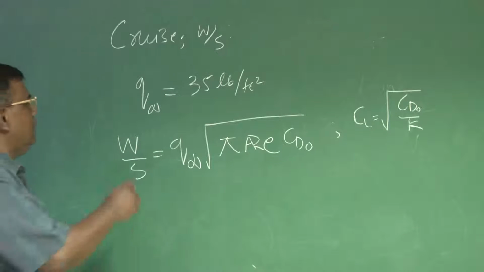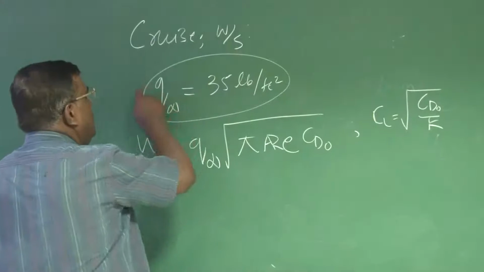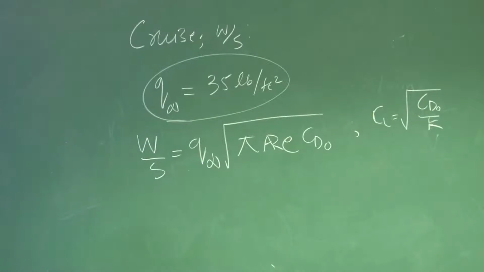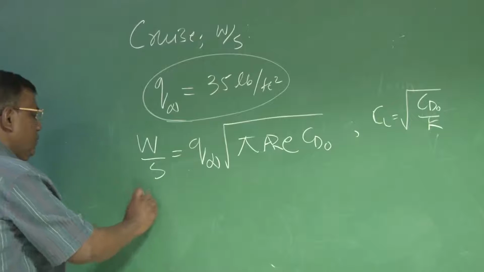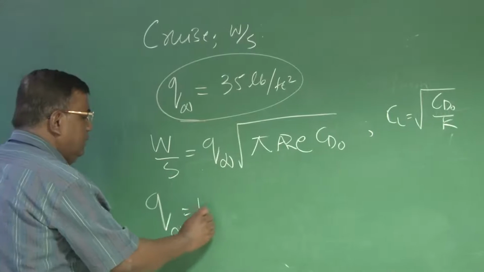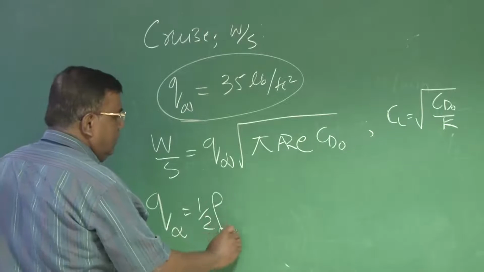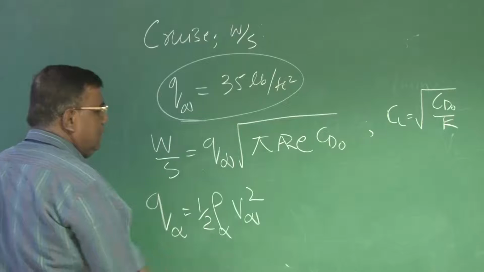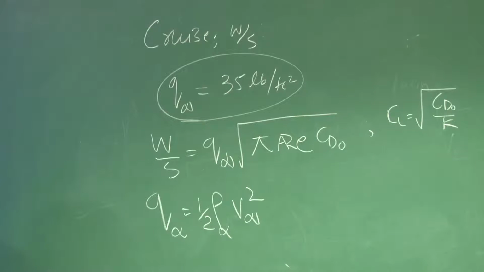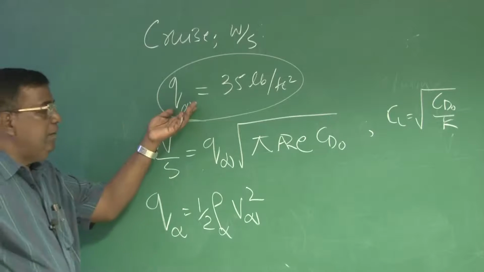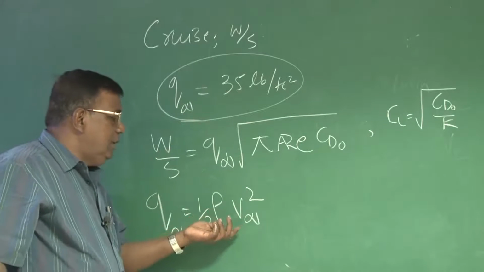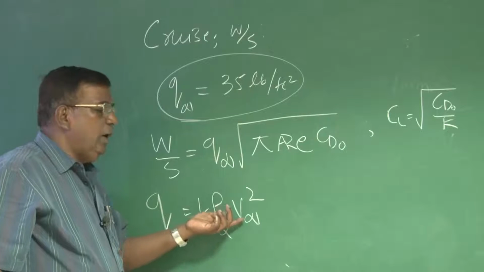Now I ask a question to myself. When I'm writing Q infinity as 35 pound per feet square, with the dynamic pressure, so Q infinity is half rho V infinity square. So I know through dynamic pressure what is the combination of rho and V infinity.